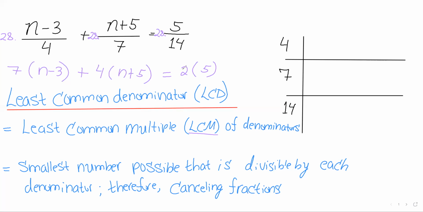So this is the purpose of finding the least common denominator. It allows me to find a number that's divisible by each denominator. Therefore, I'm multiplying each term by a whole number. I no longer have fractions. So let's try this out.